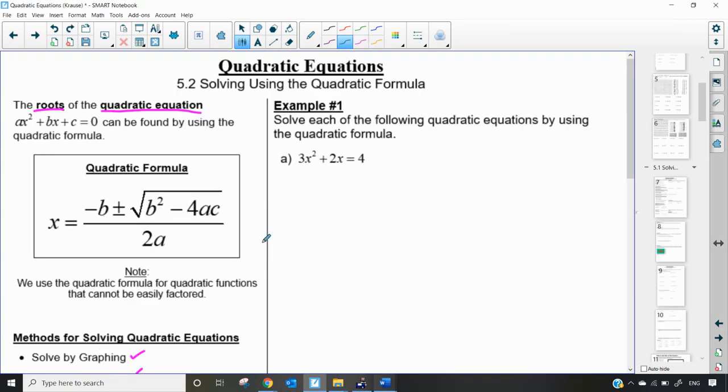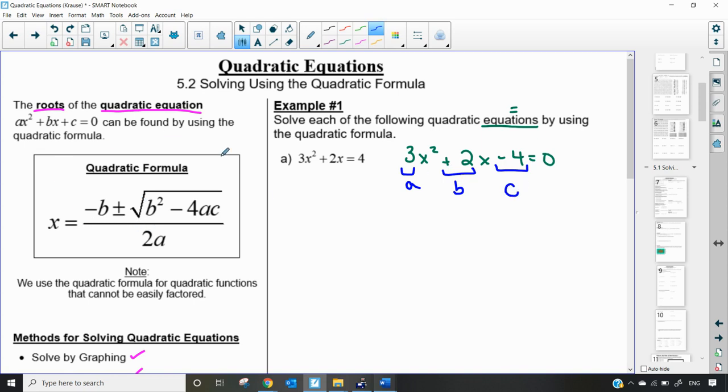Now, taking a look at our first example here, we have 3x squared plus 2x equals 4. Well, the first thing we're going to do is rewrite this with all of our terms on the left-hand side. So we have 3x squared plus 2x minus 4 equals 0. Remember, anytime we're dealing with quadratic equations, we need to have an equal sign. So we label our parameters here. We have a is 3, b is 2, and c is negative 4.